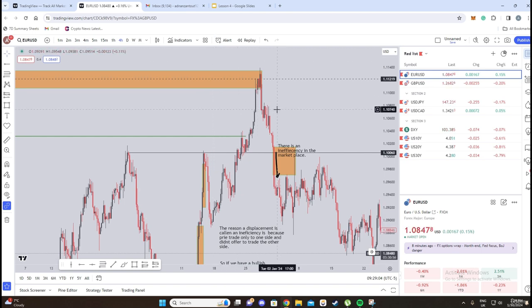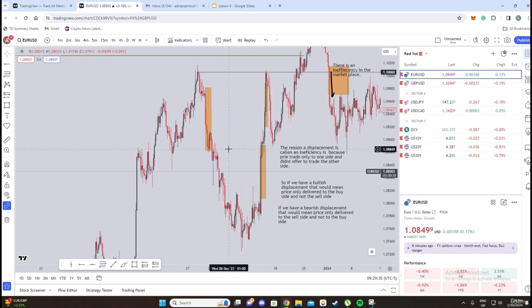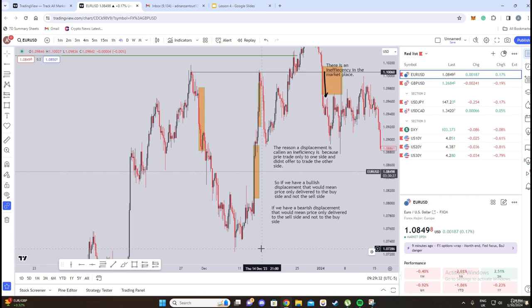And yeah, that's what the displacement is and how it works. And it's important that the displacements you're looking for are in line with your bias, because this also here is a bearish displacement, right? Strong one-sided candle down, but price didn't just trade up to the imbalance before going lower. It just kept going up, didn't care about it. And the reason it didn't care about it is because the market is bullish. That's why.